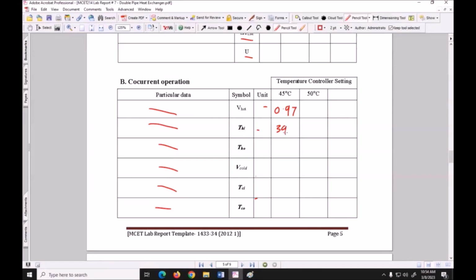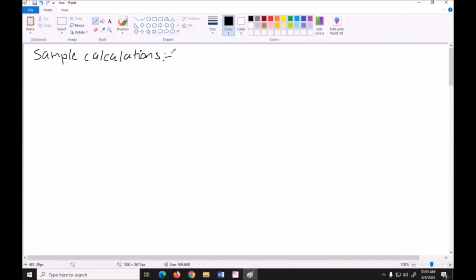The temperature is 39.5. I think this setting is 40 degrees centigrade. Outlet temperature of the hot water is 36.7. Then the cold water flow rate is 1.19, the inlet temperature is 26.5, and the outlet temperature of cold water is 28.7. Now we'll do the sample calculations. It is very lengthy, but it has a fixed path and the formulas are very simple.